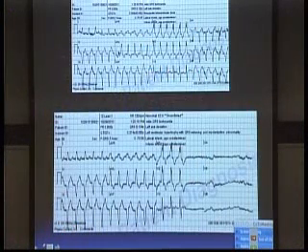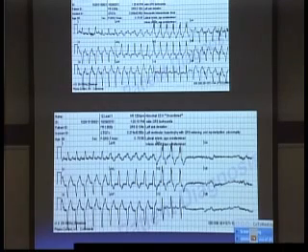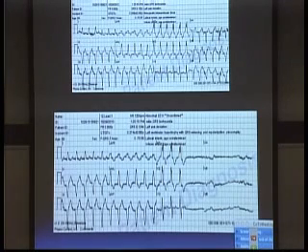He's got a left axis. There are no fusion beats. That said, if you have any question, in someone of this age it's generally more likely to be VTAC than to be a sinus tachycardia or an SVT with aberrancy. So this is what happened here.